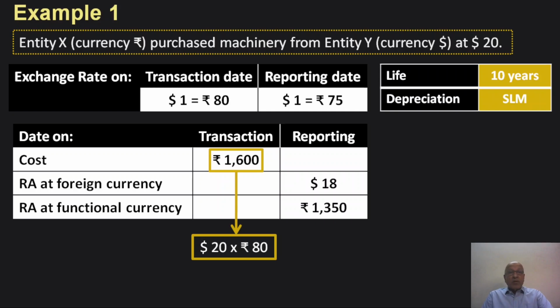Now the recoverable amount in foreign currency is 18. It was acquired for $20. Now it is $18. So what is the recoverable amount in functional currency? It is 1,350. How do we get it? 18 into that exchange rate, $1 is 75. So cost is 1,600. Recoverable amount is 1,350.